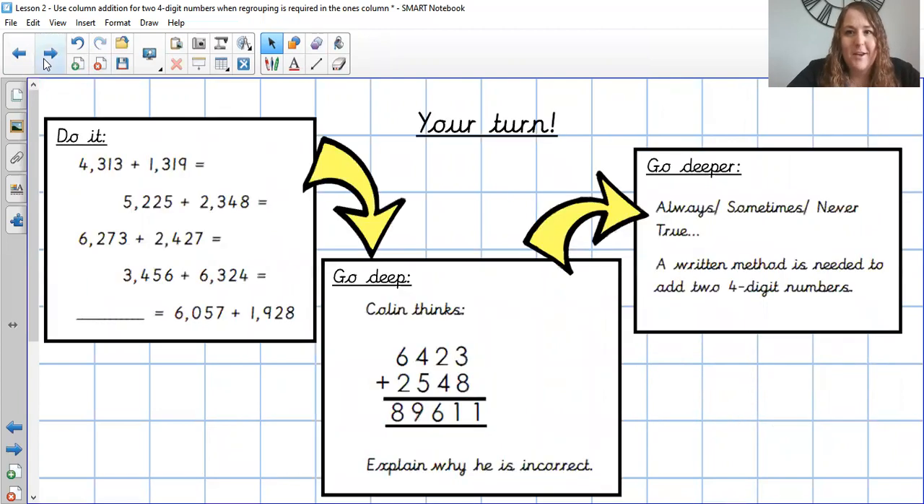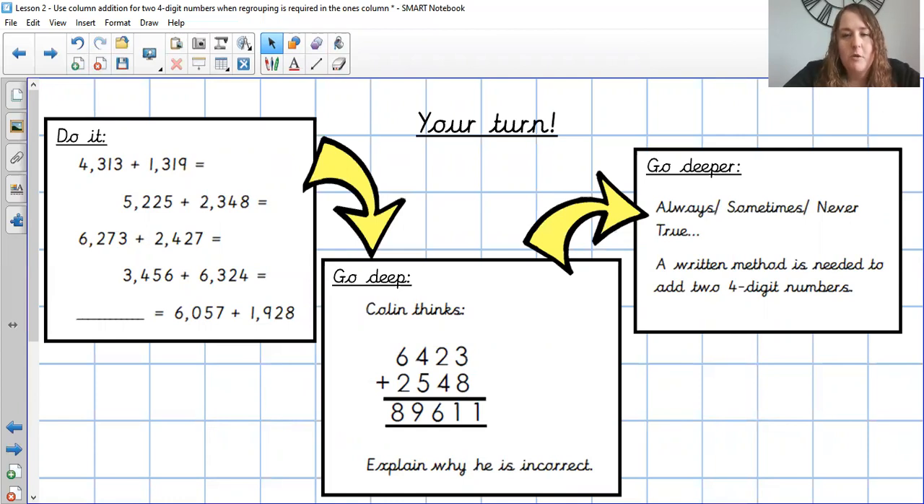Okay, talking about Go Deep and Go Deeper, here are your tasks today. You have 5 do it questions, very, very similar to what we've just done. And again, it is just questions where regrouping is required in that ones column. Then you have a Colin problem. I wonder what he's done wrong. Maybe you can explain in the same way as we've just done with Emmett. And then you'll Go Deeper today. Always, sometimes, or never true. And your question today: a written method is needed to add 2 4-digit numbers together.